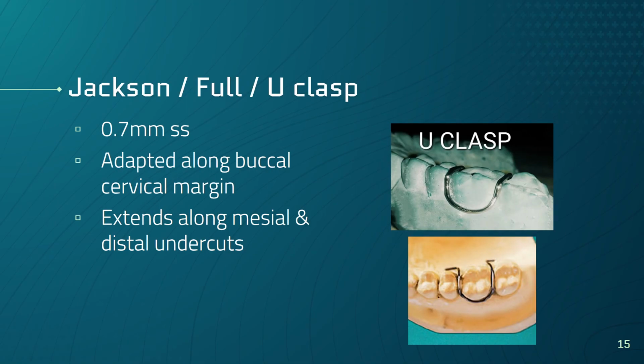Now, the Jackson clasp, also known as a full clasp, or also known as a U clasp, is made from 0.7 millimeter stainless steel wire, and is adapted along the buccal cervical margin, and it extends along the mesial and distal undercuts. Now, from the occlusal view, it appears like a U, and thus it's known as a U clasp.